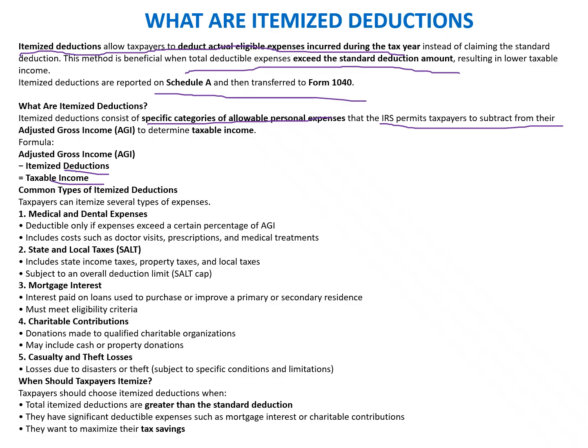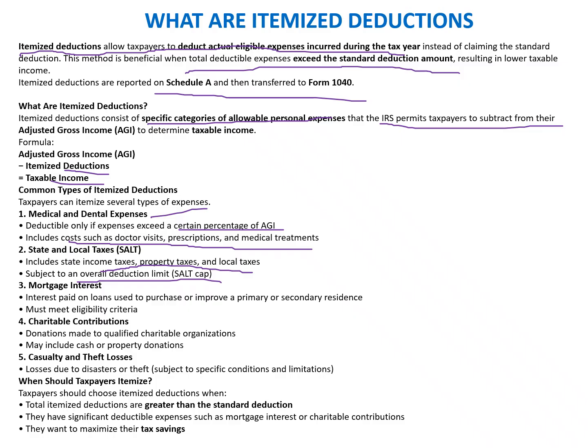Common types of itemized deductions are medical and dental expenses. Deductible only if expenses exceed a certain percentage of AGI. So it has a limit attached to it. We'll talk about that in a subsequent slide. They include costs such as doctor visits, prescriptions, and medical treatments. Then we have the state and local taxes. These include state income tax, property tax, and local taxes, subject to the overall deduction limit. We're also going to have a separate slide wherein we'll have a detailed understanding of how we can claim the SALT deduction.